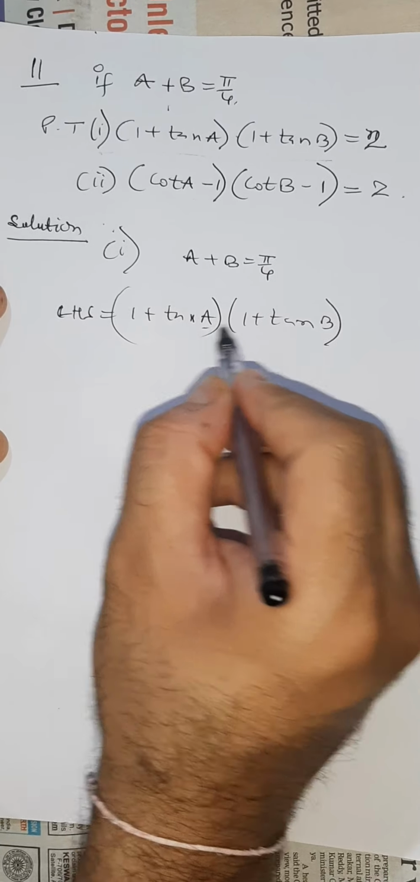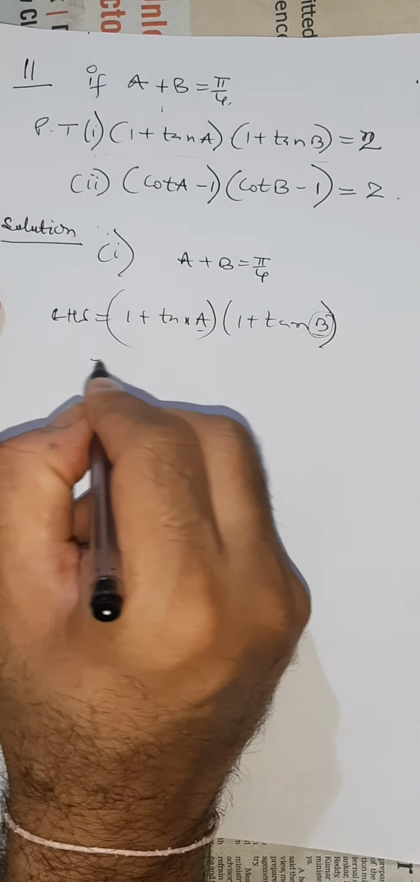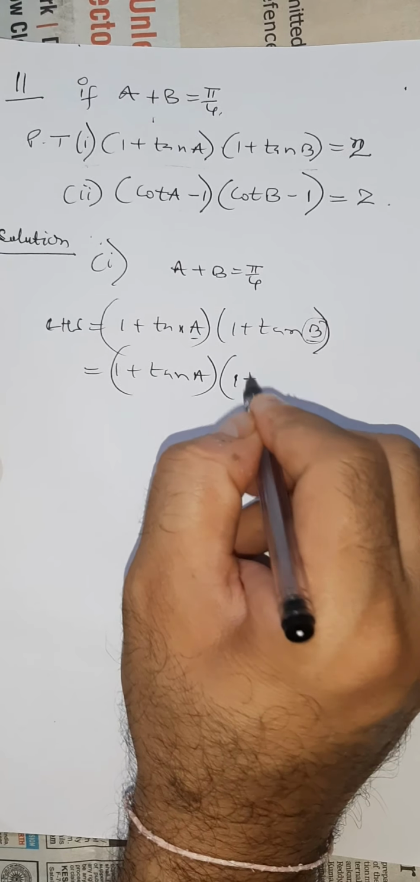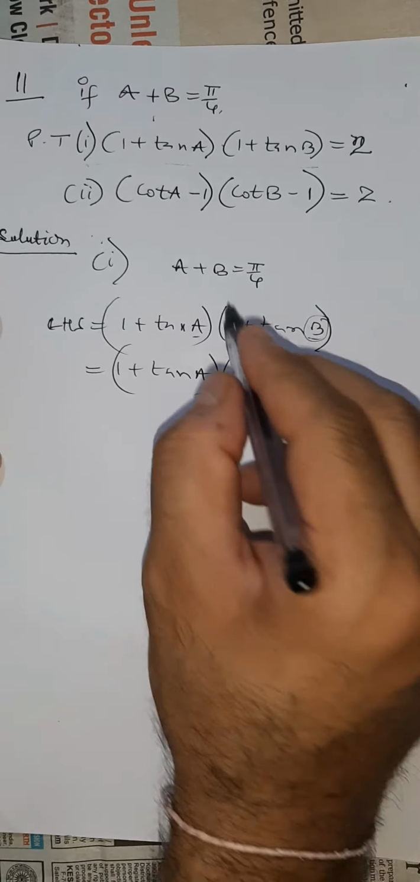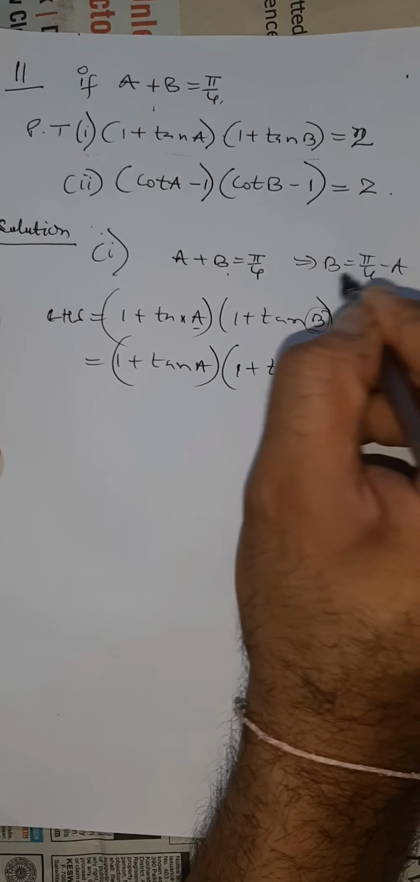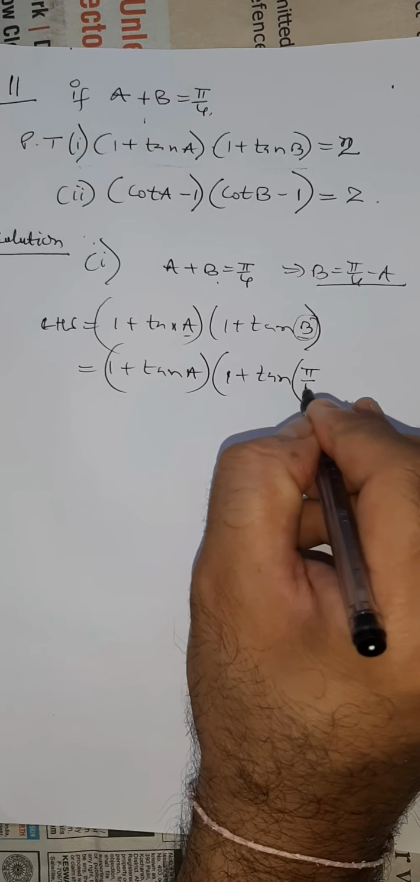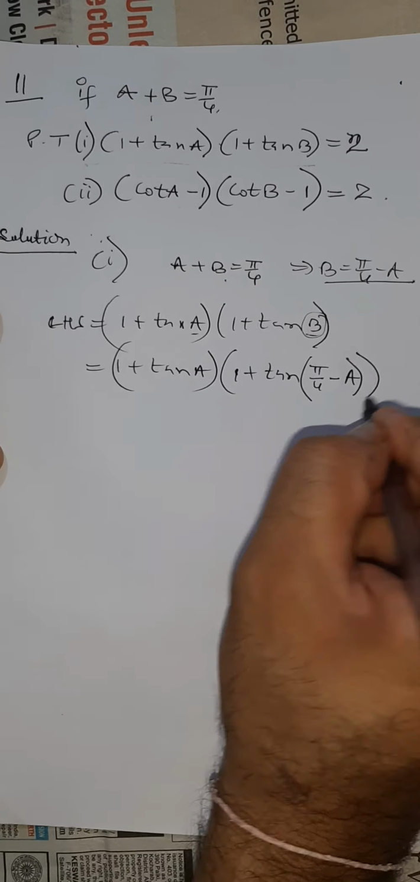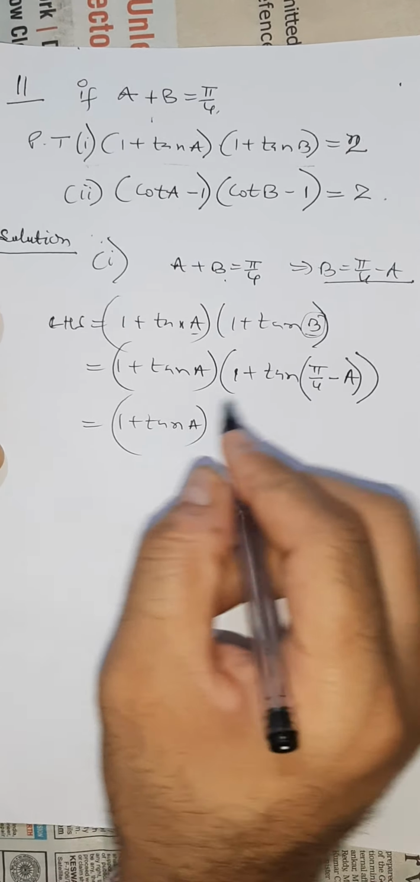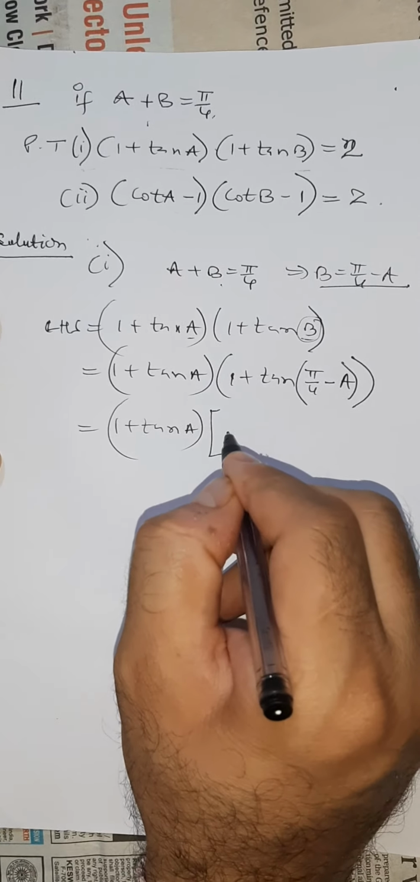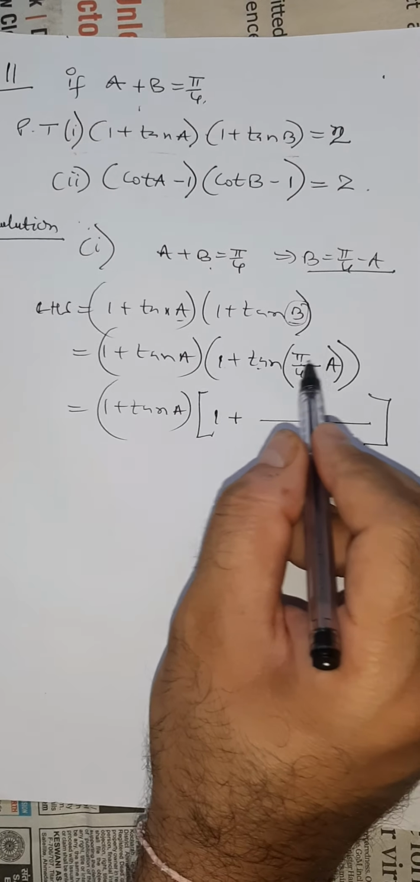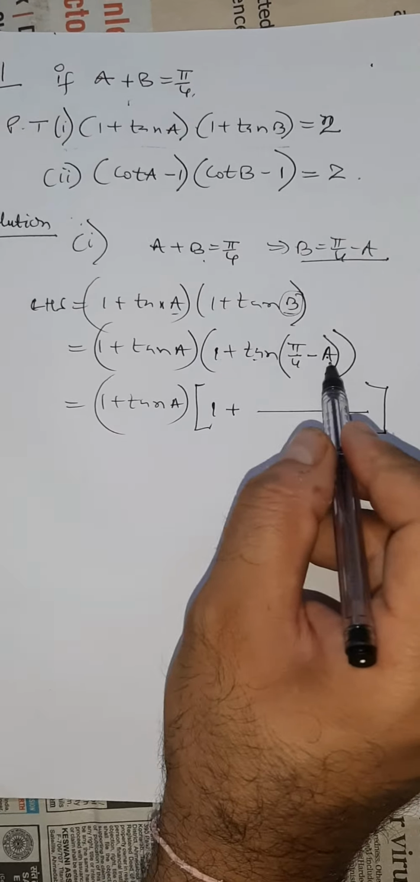Now you can reduce into same angle. So what we'll do, we put the value of b, for example. You can put the value of a also. So this is given. What is b from this? b is nothing but pi by 4 minus a. So this is pi by 4 minus a. This one as it is, 1 plus tan a. 1 plus as it is. Here we use addition formula for tan. Tan a minus tan b upon 1 plus, that formula.